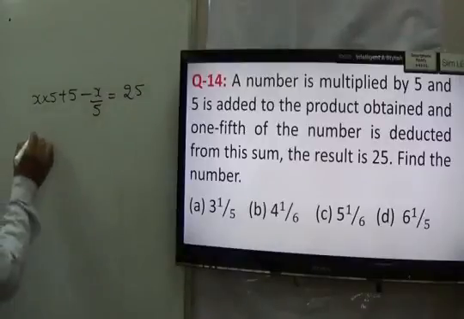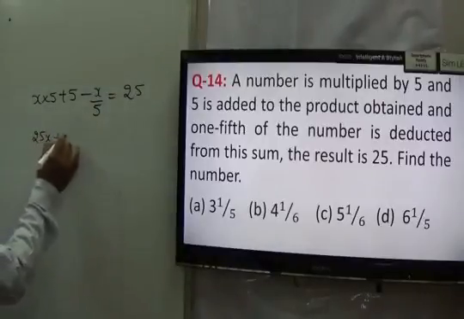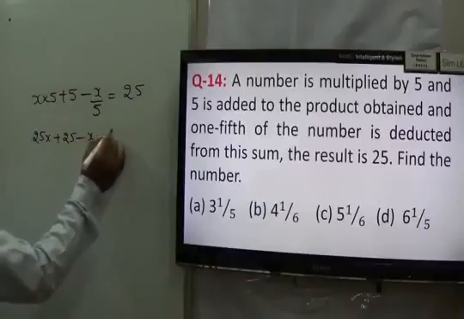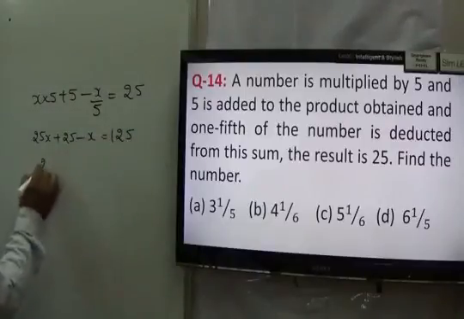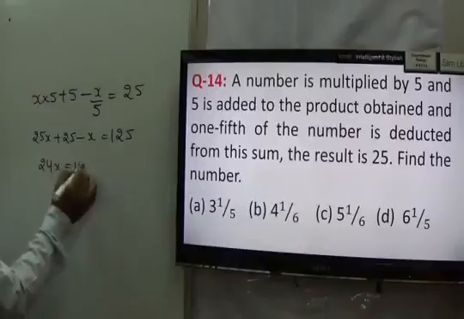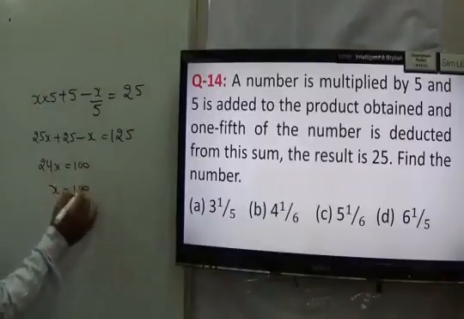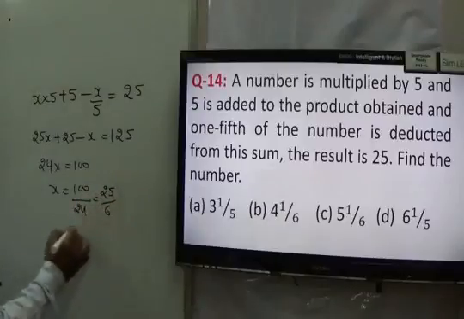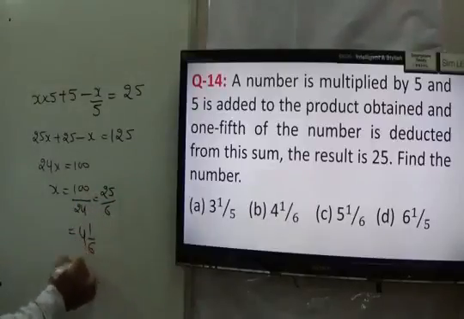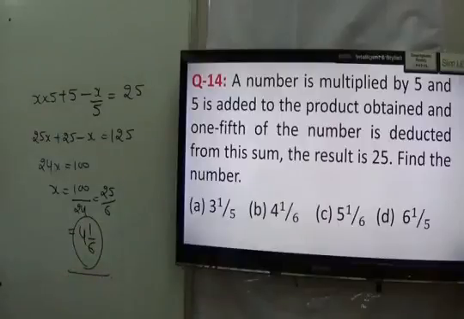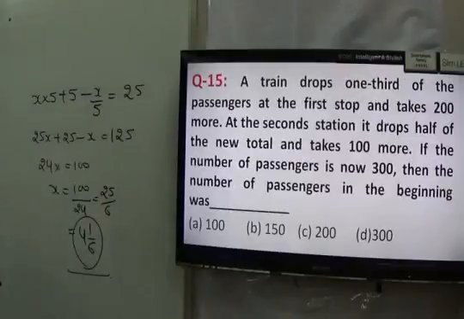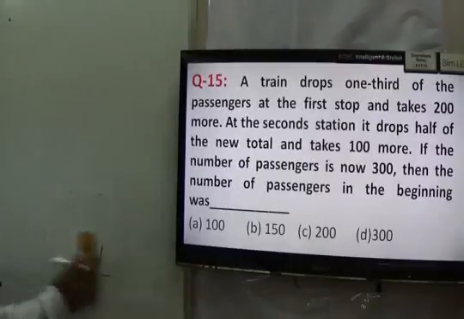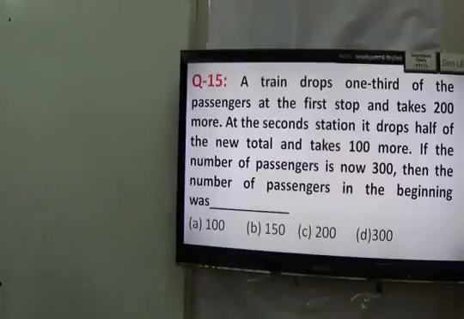Take the LCM to be 5. Make it 25x plus 25 minus x equal to 125. This gives me 24x equal to 100, or I can say x equal to 100 upon 24. This gives me 25 upon 6, or else I can say 41 by 6. That is my number. So I can say the answer is B, 41 upon 6. That's your answer. The answer to question number 14 is 41 upon 6. Read this next question carefully. What does this question talk about?